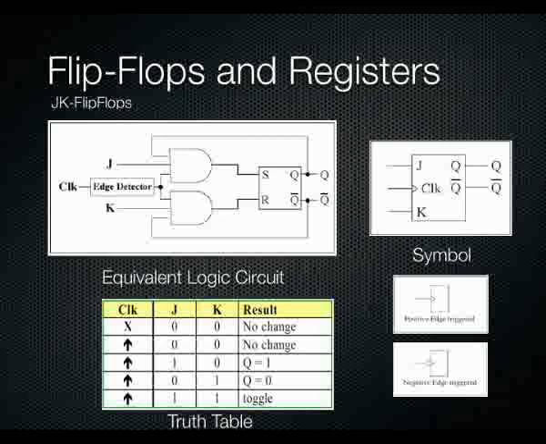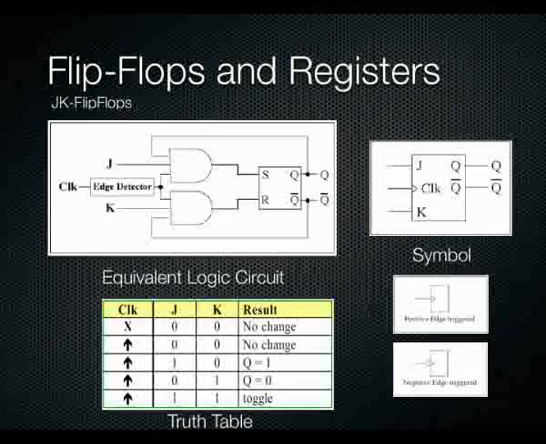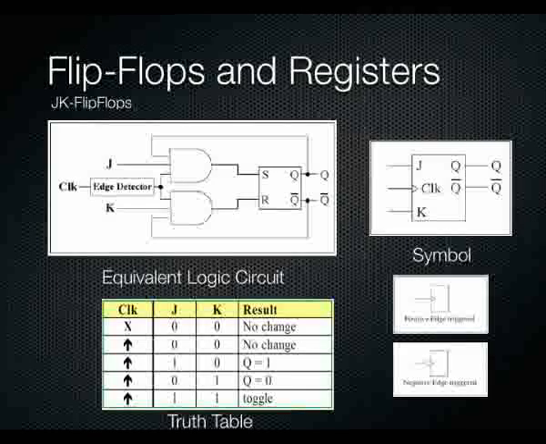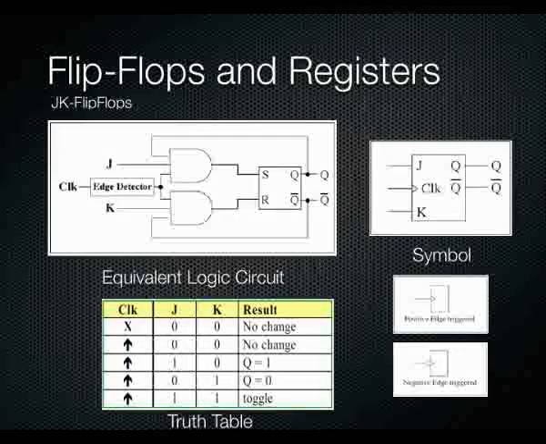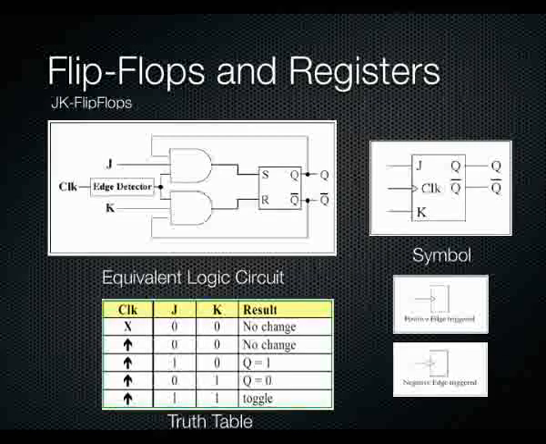And I've shown down here the symbols for the JK flip-flop. The top one is the basic symbol for the JK flip-flop. You've got J, K, and the clock. The little arrow greater-than symbol next to the clock line means it's positive edge triggered. You can see the symbols down below that show the positive edge triggered. And if it's negative edge triggered, then it's simply a bubble on that symbol.